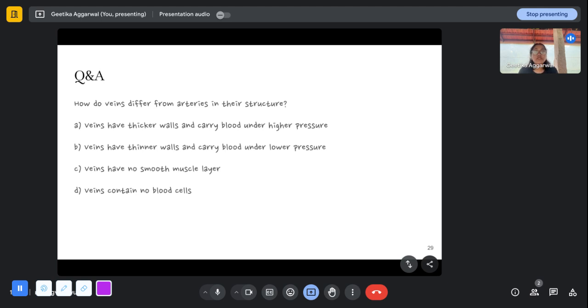How do veins differ from arteries in their structure? How are veins and arteries different? Are veins thicker and they carry blood under high pressure, or are veins thinner and they carry blood under lower pressure? Do they have no smooth muscle layer and do they contain no blood cells? The correct answer is they are thinner and they carry blood under low pressure.